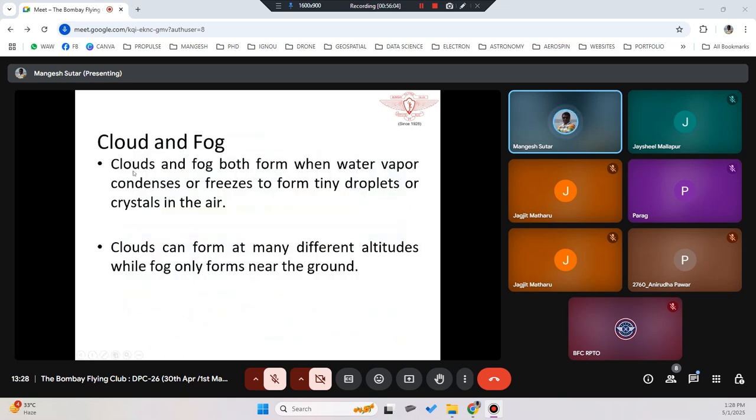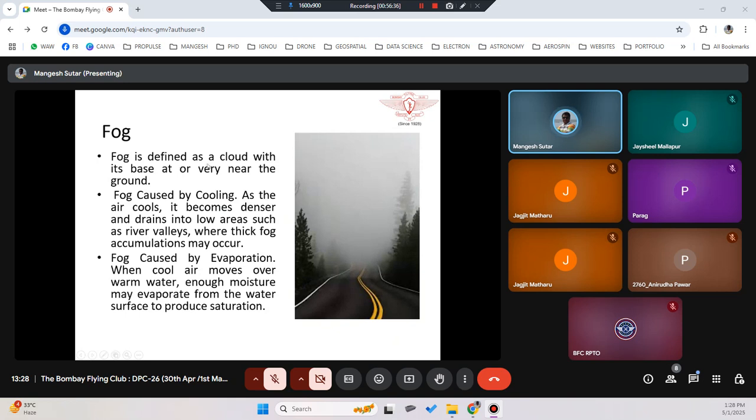So cloud and fog both form when water vapor condenses or freezes to form tiny droplets or crystals in the air. Cloud can form at many different altitudes, while fog only forms near the ground. So in winter, we normally see fog formation, right? Even today you can see, if you go early morning or in the evening near a watery area, maybe near a lake or some water bodies, in the morning you will see fog forming over there. Fog is defined as a cloud with its base very near the ground.